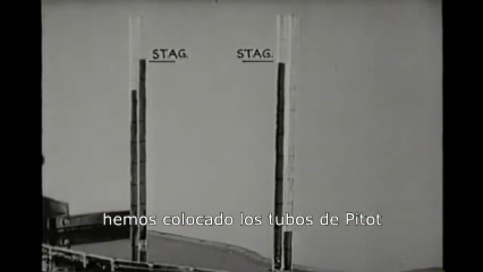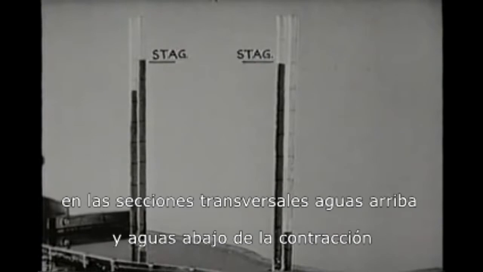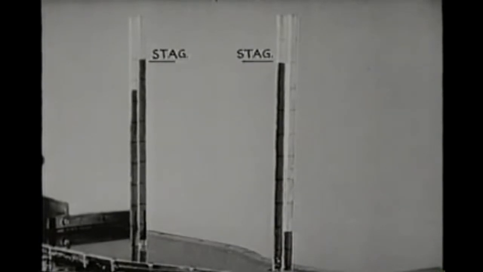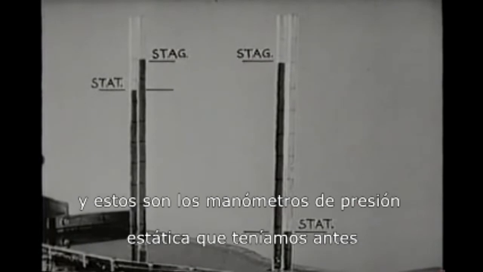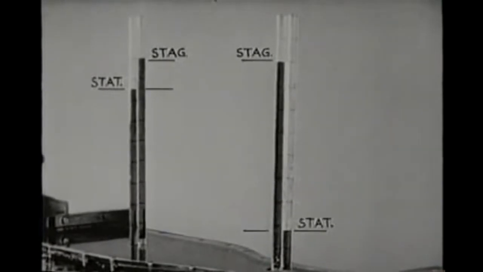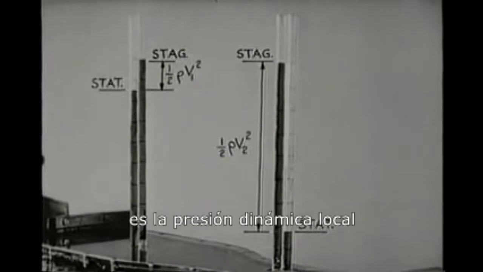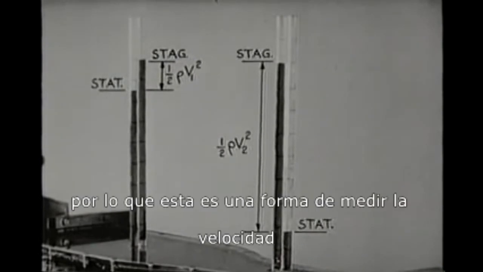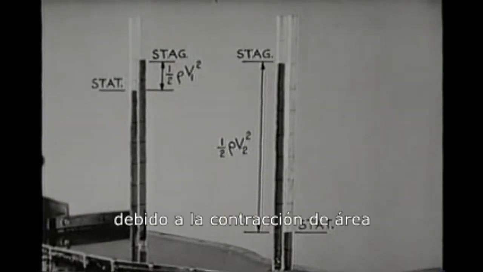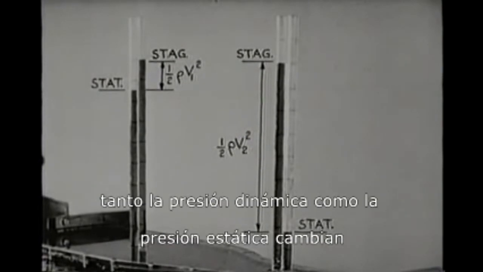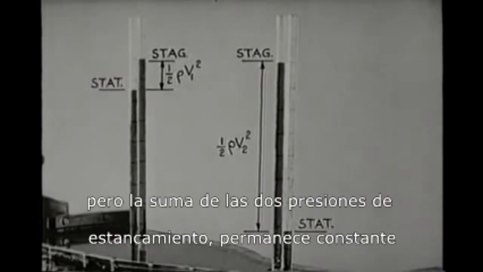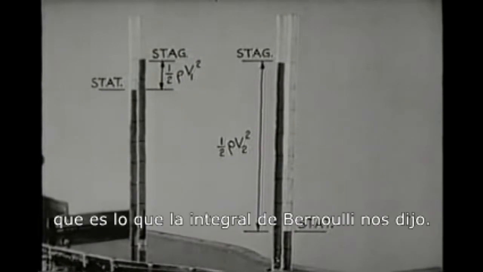We've placed pitot tubes at the upstream and downstream cross-sections of the contraction, and these are the static pressure manometers we had before. The difference between the stagnation pressure and the static pressure is the local dynamic pressure. So this is a way of measuring velocity. Because of the area contraction, both the dynamic pressure and the static pressure change. But the sum of the two, the stagnation pressure, remains constant, which is what Bernoulli's integral told us.